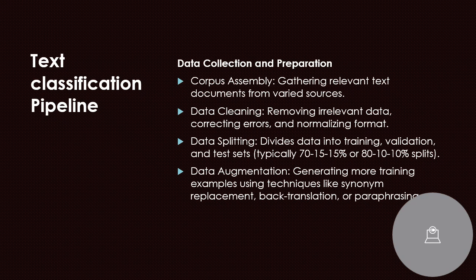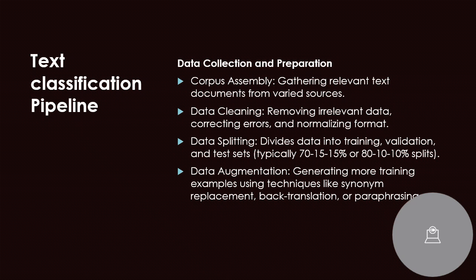Text classification pipeline. These slides will outline the standard workflow for building a text classification system from data preparation to deployment. First one, data collection and preparation. Moving on to corpus assembly, gathering relevant text documents from a variety of sources that help the model learn various things and train on the data.